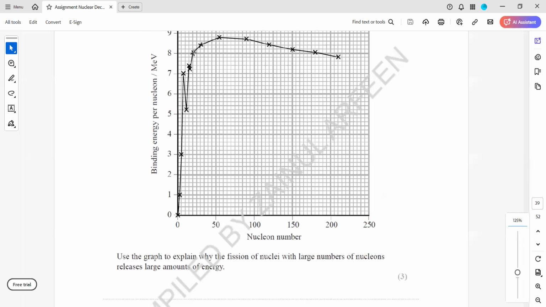So, why does the fission of a nucleus with a large nucleon number release a large amount of energy? That we have to state. So, it's always a structured answer. First thing, we explain the fission, okay? So, what is a fission?